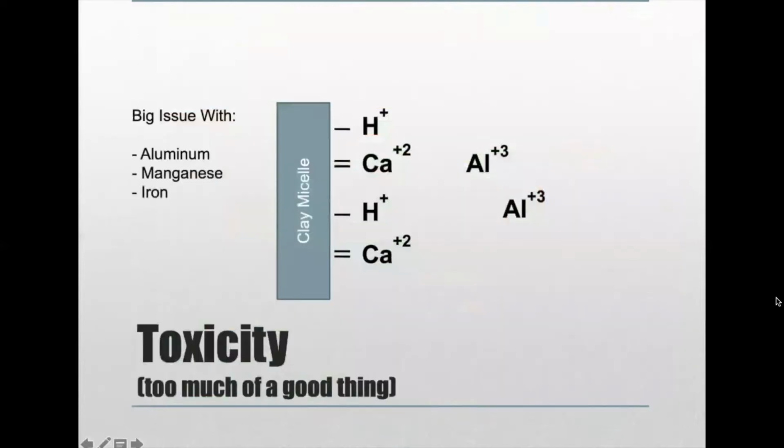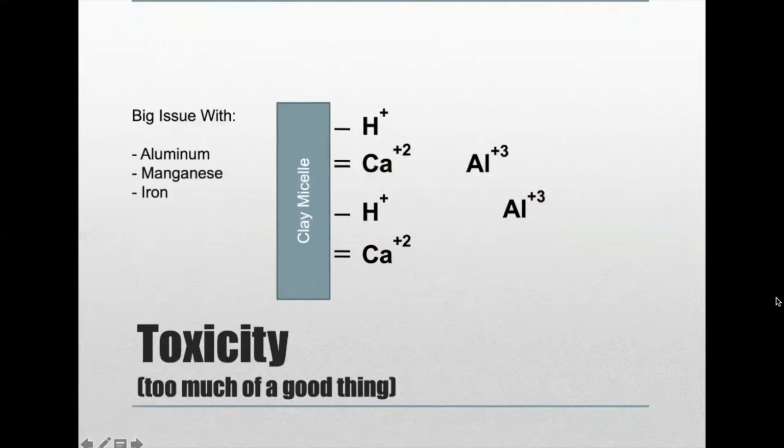Now, at certain levels of soil pHs, some elements may become too available, and this is when they become toxic. We have issues within clay of aluminum, manganese, and iron. And these levels become so overabundant that they are toxic. So it is true that too much of a good thing may become toxic.